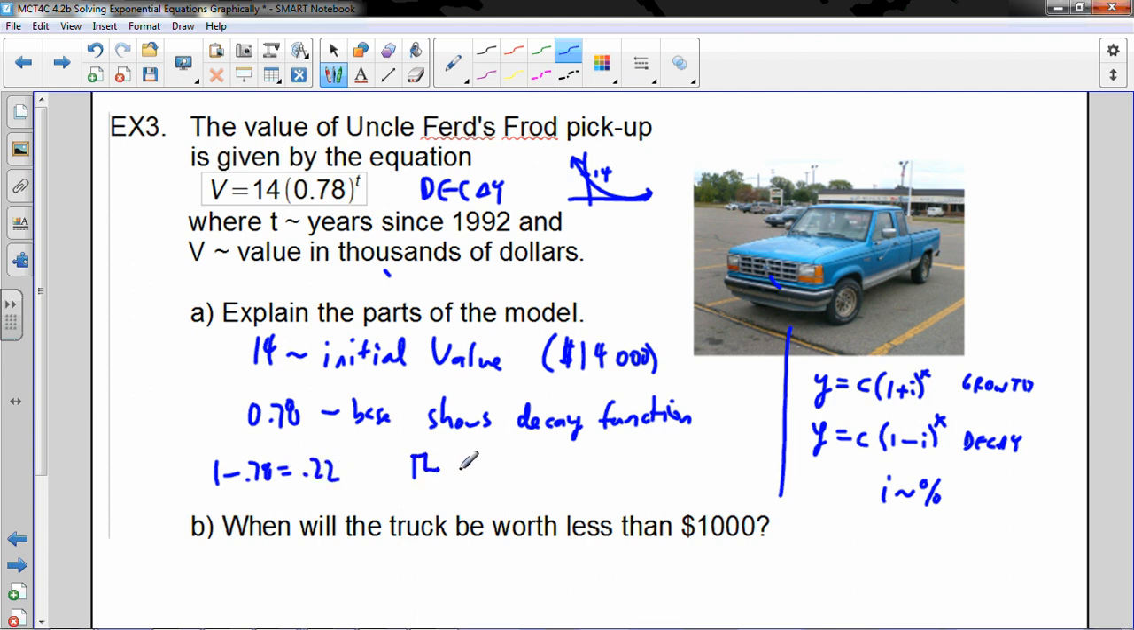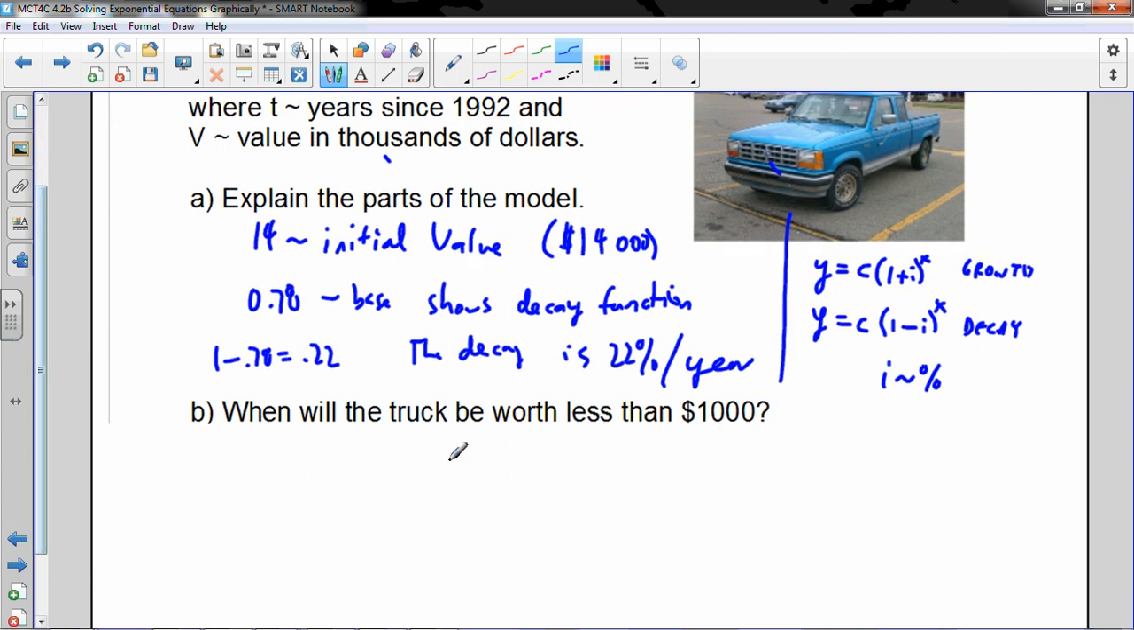So the truck's decay amount is 22% a year. When will the truck be worth less than $1,000? Well, notice, first of all, there's a trap here. That V is 1 because it's in thousands of dollars. So I want to know when the value is 1, where the right-hand side is this equation, and I want to find t. So there's a couple of methods of doing this.